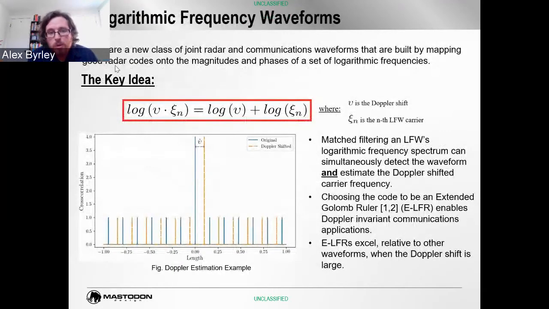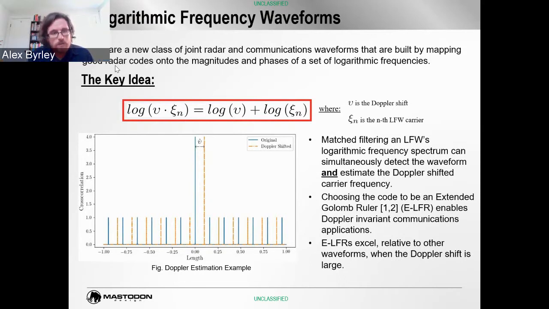So what are logarithmic frequency waveforms? These waveforms are a new class of joint radar and communication waveforms that are built by mapping good radar codes onto the magnitudes and phases of a set of logarithmic frequencies. I know on this slide there's a lot of stuff, and if waveform design isn't your field, this might be a lot all at once. So what I'm going to do is just blurt it out, and then we're going to take a couple steps back and see if we can build up some knowledge to figure out everything that's on this slide.